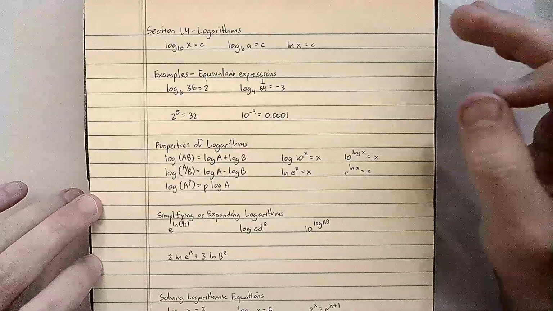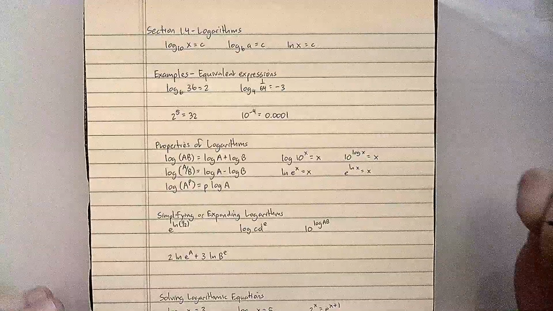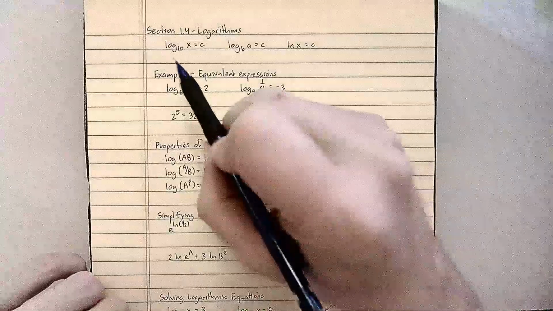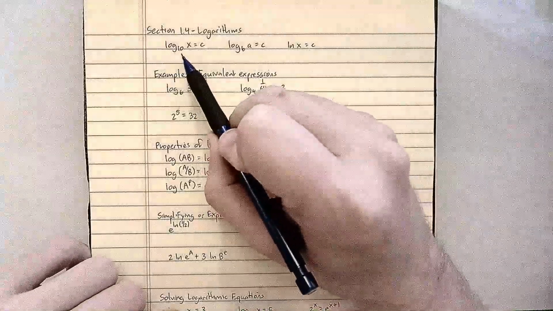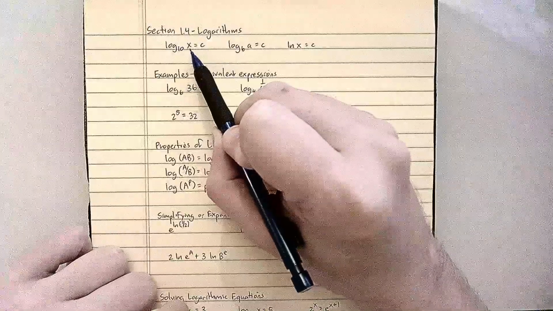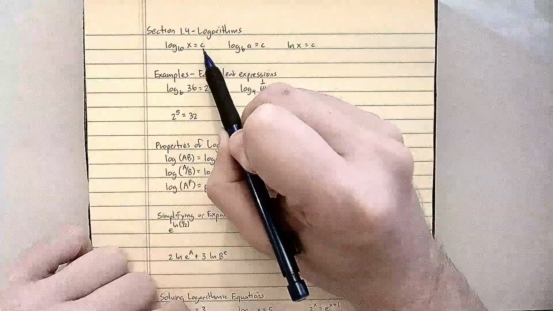Section 1.4 covers logarithmic equations. So we're going to start by figuring out what is logarithmic. Logarithmic has this term log, which is typically base 10. And then we're taking x, the log of x, and getting c.